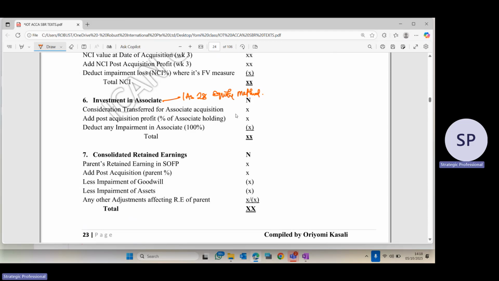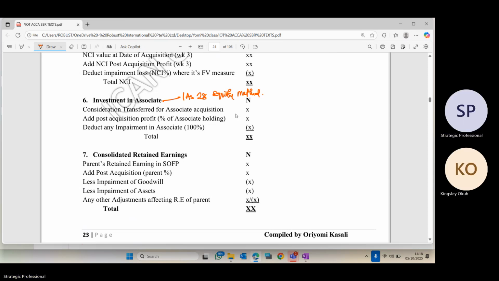The last but not the least is consolidated retained earnings, which is the aggregate of the retained earnings of the parent. Parent retained earnings, parent alone, is retained earnings in the SOFP. Then we add post-acquisition profit, less impairment, then any other adjustment that we have there, either addition or subtraction, then we are going to get the total.